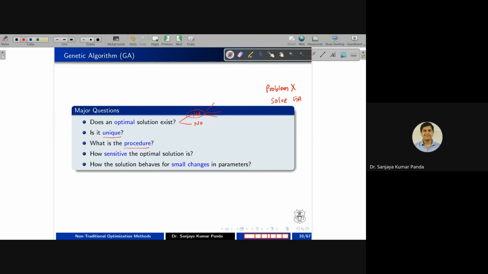The next question arises: how sensitive is the optimal solution? For example, let's say you have taken a machine as an example. Let's say this machine takes 2 parameters, X and Y, and you got a result, let's say Z.